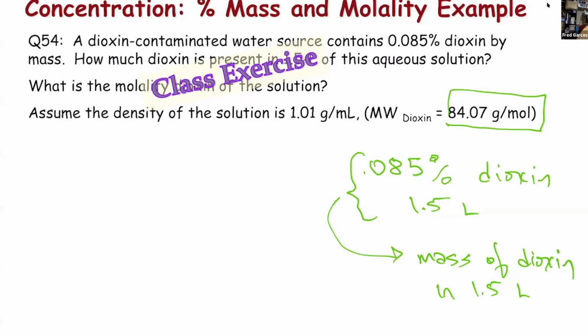I'm going to give you about 5-10 minutes. Go into a breakout room and calculate not only the mass of dioxin in 1.5 liters, but also the molality.